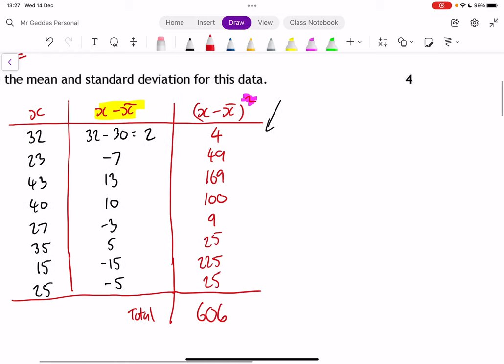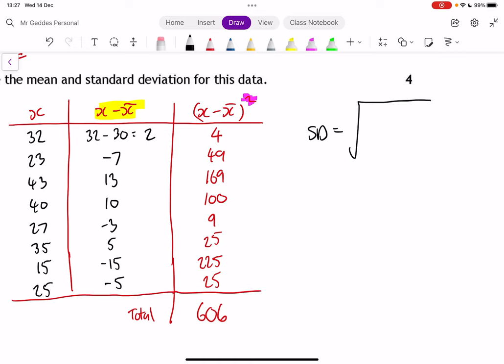Okay. Now, give you a wee second just to have a look. Okay. Anybody confirm it for me, 606? Yeah. Thanks, Jay. Right. Your next job is to go to your formula sheet, and you'll notice the standard deviation formula is the gigantic square root.